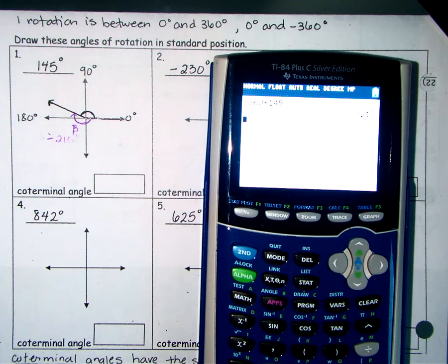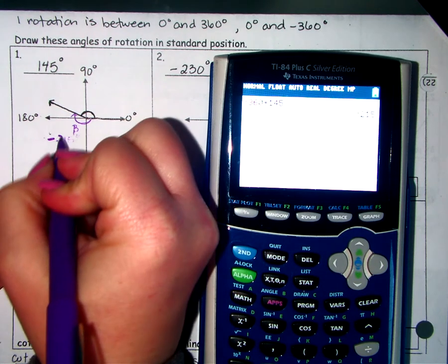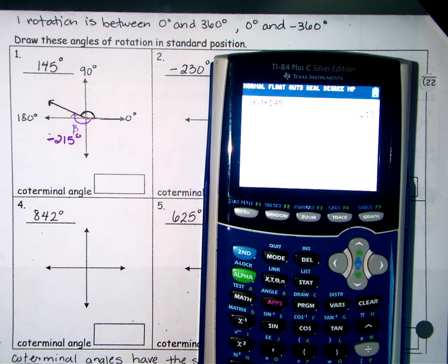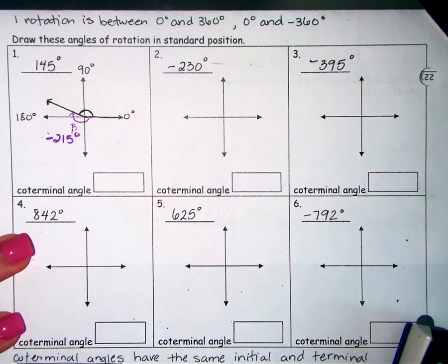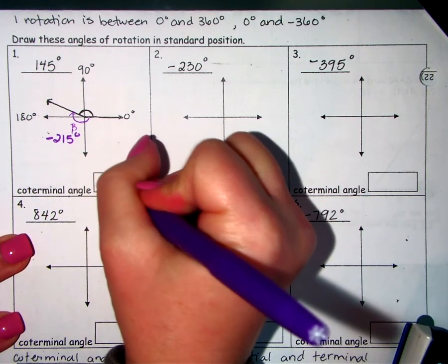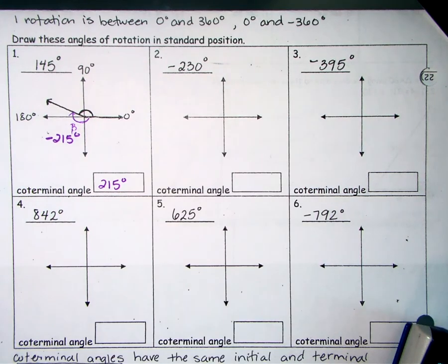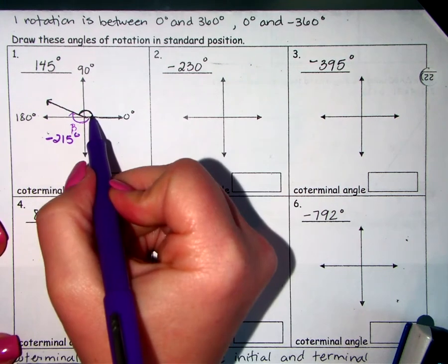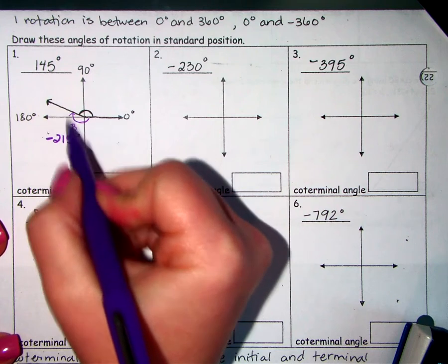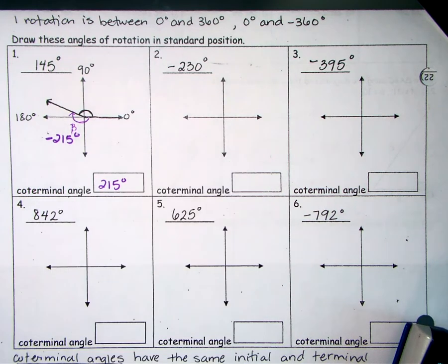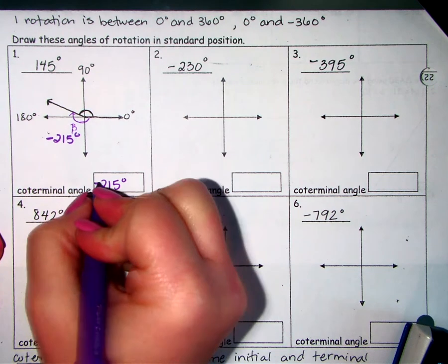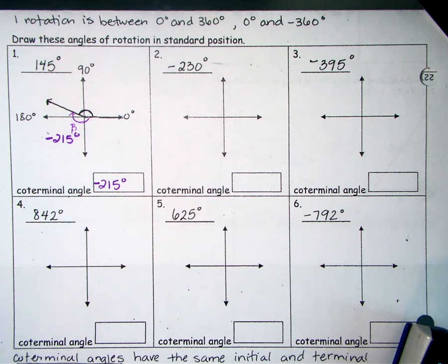Let me get a different pen because mine's running out. Here we go. So I could go in a negative direction, 215 degrees, to get a coterminal angle. That is one angle that's coterminal, but it's not the only one, because I could keep going around and around the circle and terminate in the same place and have a really large degree measurement. But this is one possible negative coterminal angle.